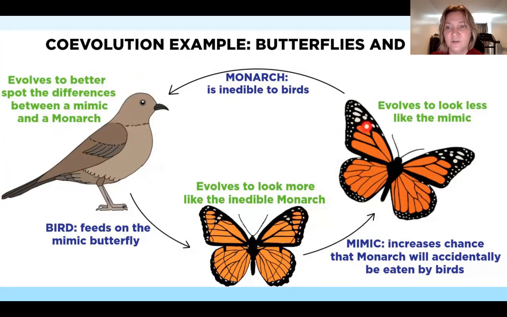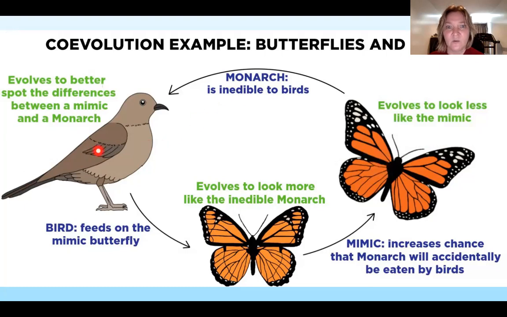You can see the difference here. I don't know if this is the monarch or not, but basically they look really similar. So if the bird becomes better able to identify a mimic versus the actual monarch, then the bird is going to start to feed on the mimics that it's able to distinguish from the monarch. So then the mimic is going to start to evolve to look more like the monarch, and that increases the chance that the monarch will be accidentally eaten by birds, and it will evolve to look less like the mimic.